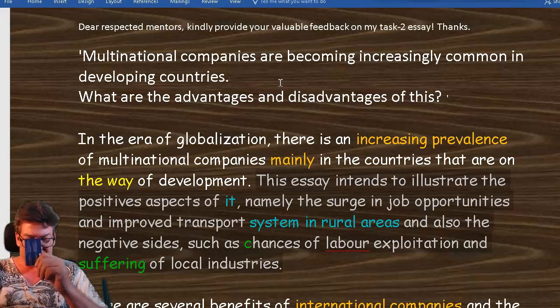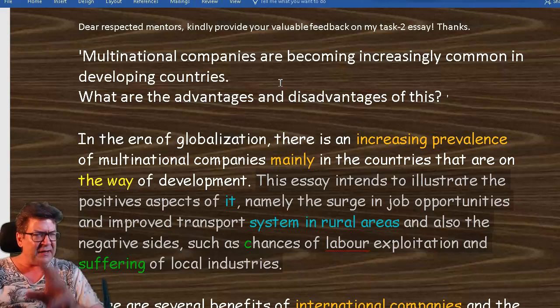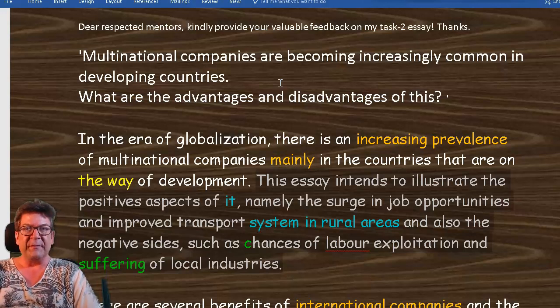Now, as I said, this sentence is way too long. The longer you explain your positions in the introduction, the more you will be repeating yourself in the body paragraphs. So if you want to state your main advantages and disadvantages, do so very briefly as a summary, not the positive aspects of it. Namely, serve job opportunities and improve transport systems in rural areas. Transport system in rural areas.